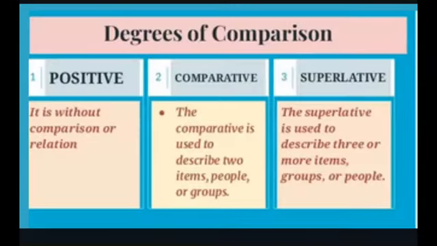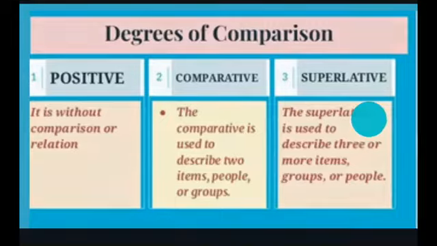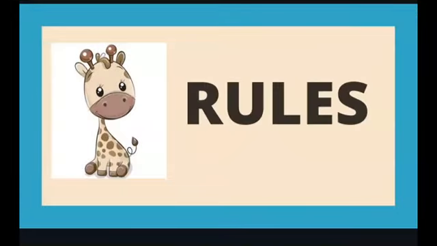In positive degree, we have simple description of a noun. Whereas in comparative, there is comparison between 2 nouns. In superlative, we have comparison between 3 or more nouns. Now that is what we had learnt in part A. If you have not understood the concept, please go through the video degrees of comparison part A, understand the basic concepts, go through the examples and the exercises. Once you have done that, you may proceed to this part B. So now let's learn the rules to understand this topic much better.